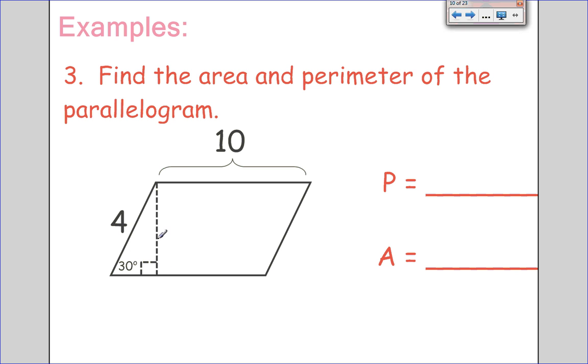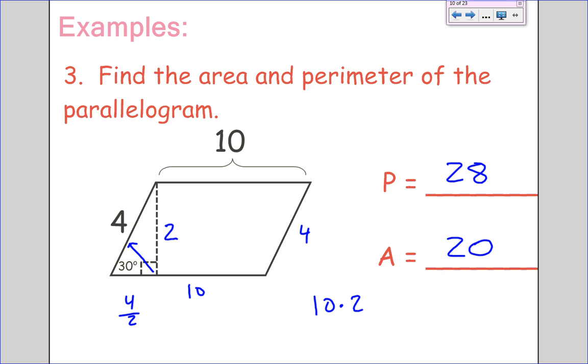If you notice, you have a 30, 60, 90 triangle here, and you're given the 90 side. So to go to my 30 side, I divide by 2. So 4 divided by 2 is 2. Now to find my perimeter, I'm going to do 10 plus 10 plus 4 plus 4, so 28. And for my area, it's going to be base times height, so 10 times 2 is 20.